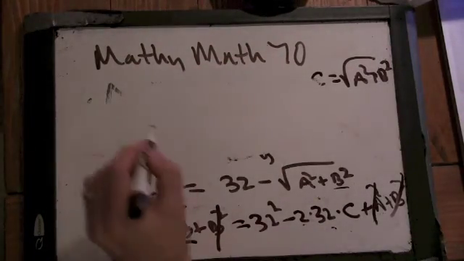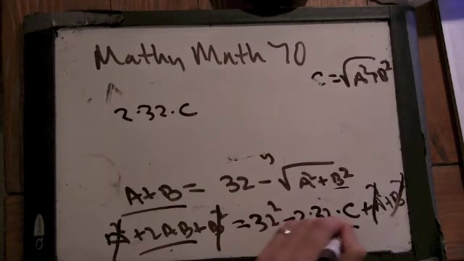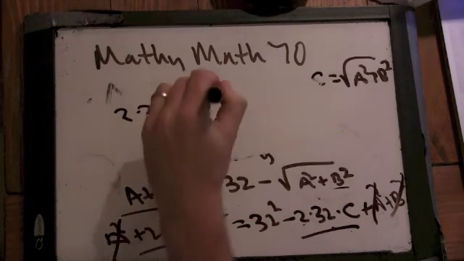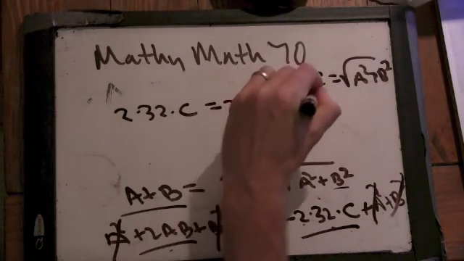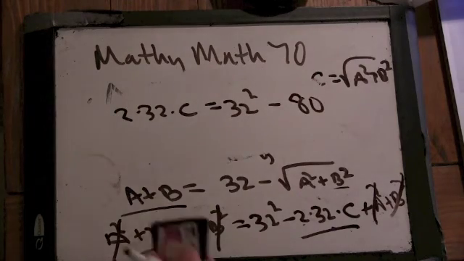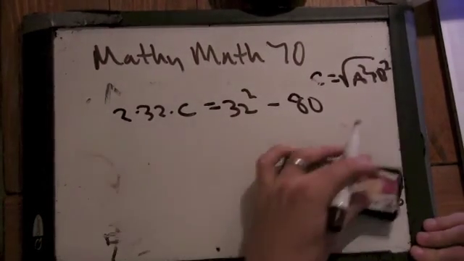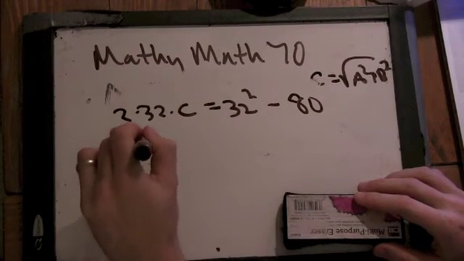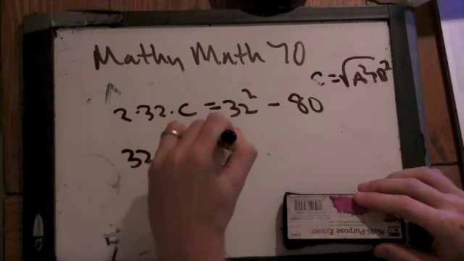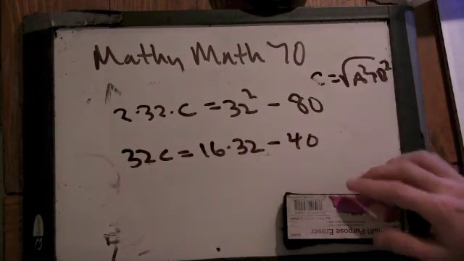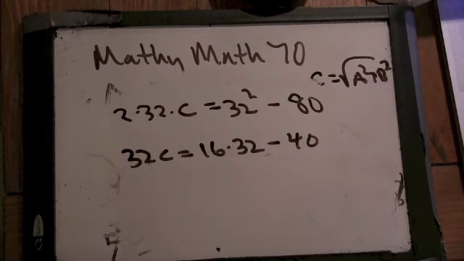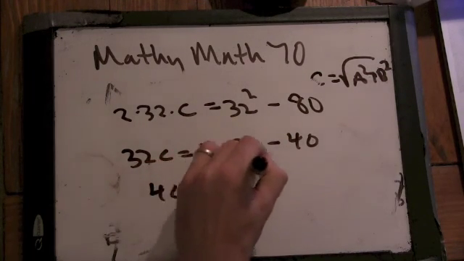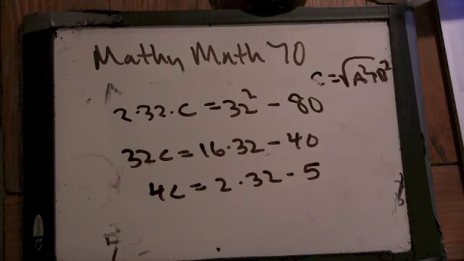So I get 2 times 32 times C, moving this to the other side to make it positive, equals 32 squared minus 80. First let's divide everything by 2. So I get 32C equals 16 times 32 minus 40. That was 32 times 32. So it looks like I have a few more divisions I can do. Divide by 8. So 4C equals 2 times 32 minus 5. That's 64 minus 5, 59, and then C is 59 over 4.